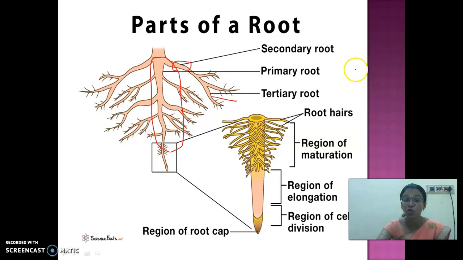And we have root hairs. Look here, this is a root, and you have root hairs. What is this, children? These are root hairs. These root hairs are responsible for the absorption of water and minerals. And you have a root cap. Look here. It is the root cap. And here only the root elongates. So these are the parts of the root.